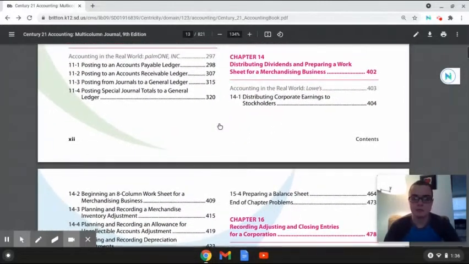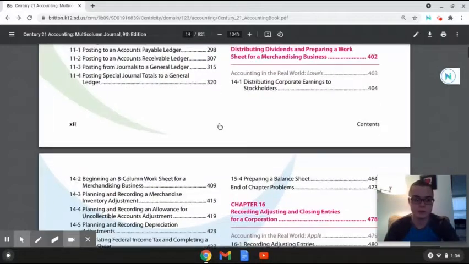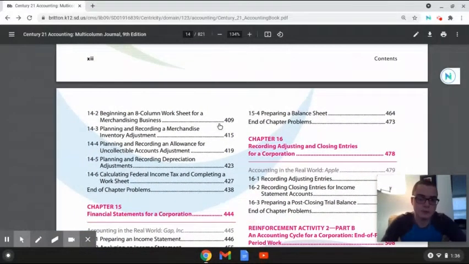Next, we'll be moving on to Chapter 14, which is the longest chapter in this book, and that is called Distributing Dividends and Preparing a Worksheet for a Merchandising Business. So within this chapter, we'll be learning about how to distribute corporate earnings to stockholders, begin an 8-column worksheet for a merchandising business, plan and record a merchandising inventory adjustment, plan and record an allowance for uncollectible accounts adjustment, plan and record depreciation adjustments, and calculate federal income tax and complete a worksheet.